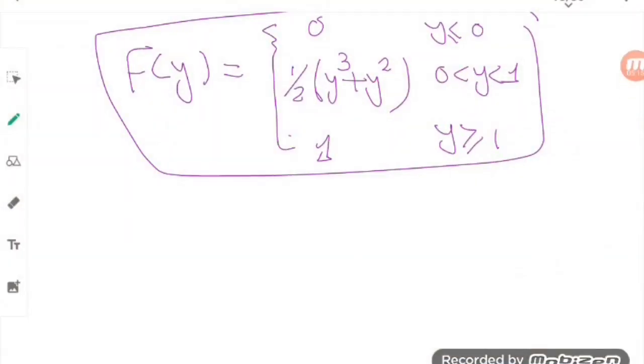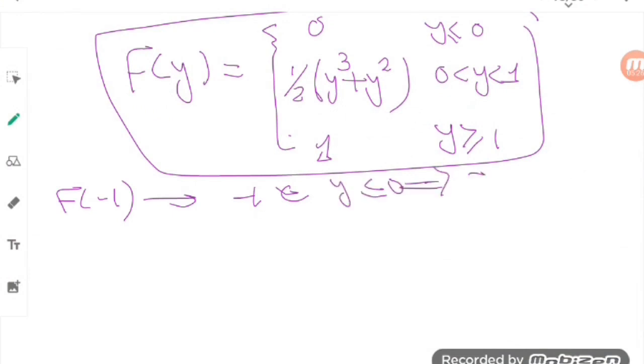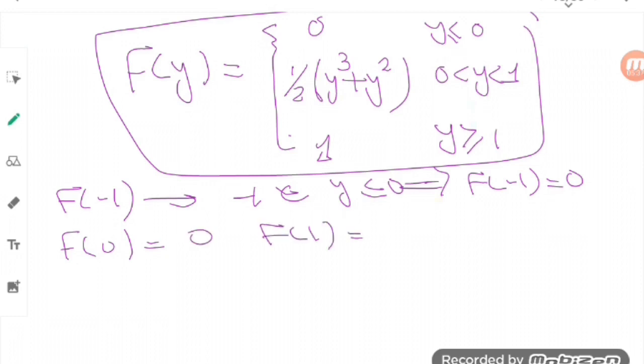When f at -1, here we know that -1 belongs to y less than or equal to 0. So f at -1 equals 0, f at 0 equals 0, and f at 1 is 1. So all we need is to find the form of the cumulative distribution function that we need to substitute in with the value indicated between brackets.